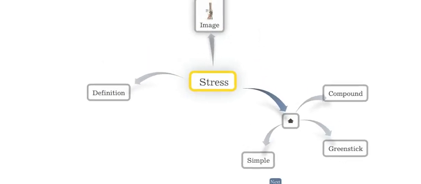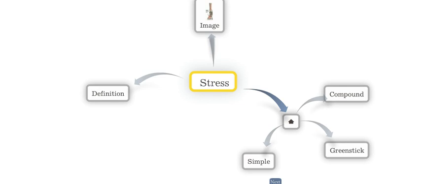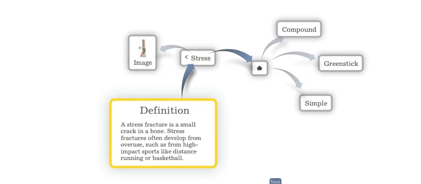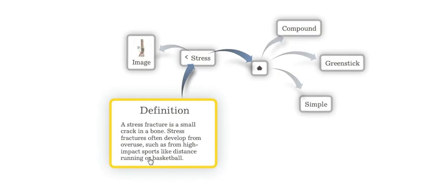The last one that we need to be aware of is a stress fracture, and again, by the nature of the title, we ought to be able to have an idea of what that's about. A stress fracture is a small crack in the bone, and it comes about due to overuse, and high impact sports like distance running and basketball may be the cause of stress fractures.